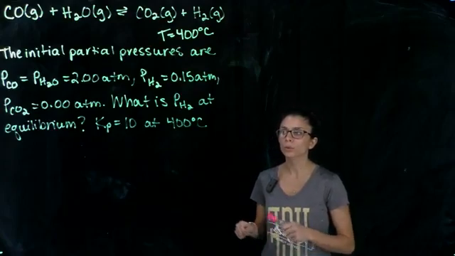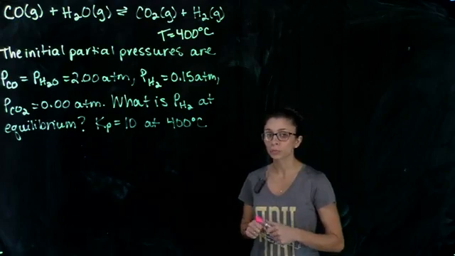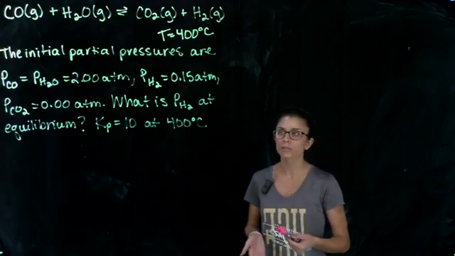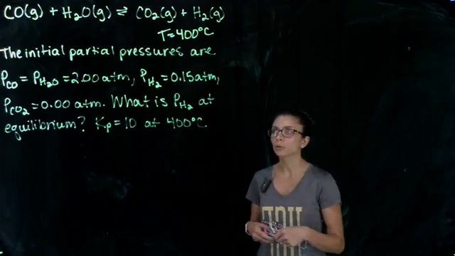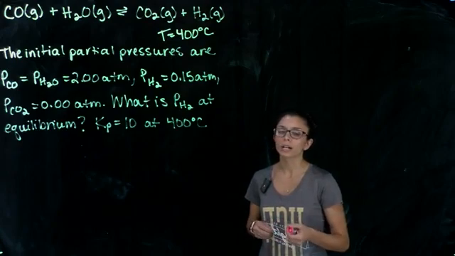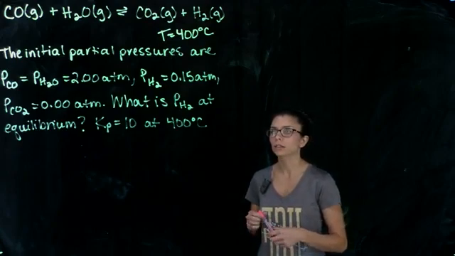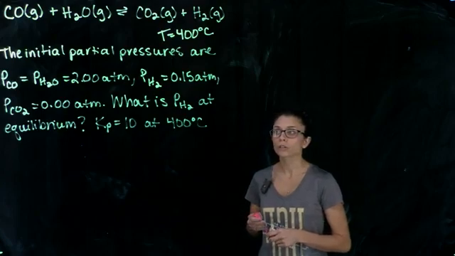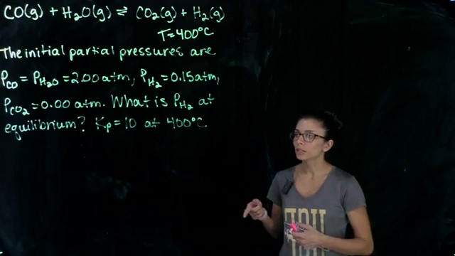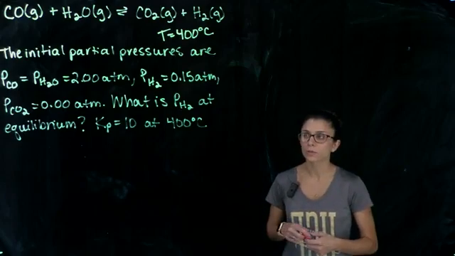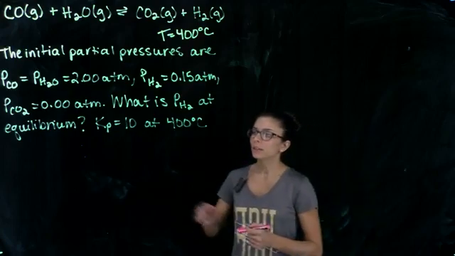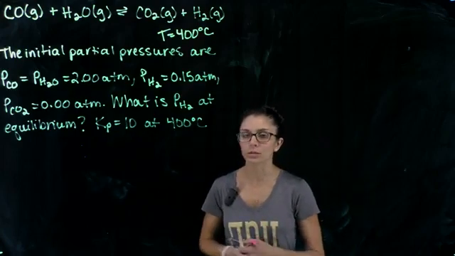So in this example, we're going to be calculating partial pressures of one of our products when we already have some product present in the reaction vessel. So let's read through the problem. We've been given this equilibrium between carbon monoxide and water and carbon dioxide and hydrogen gas, and the reaction vessel is at 400 degrees C. It says the initial partial pressures are PCO and PH2O at 2 atmospheres, and then the partial pressure of hydrogen is 0.15 atmospheres, and then there's no CO2 present in the reaction vessel.